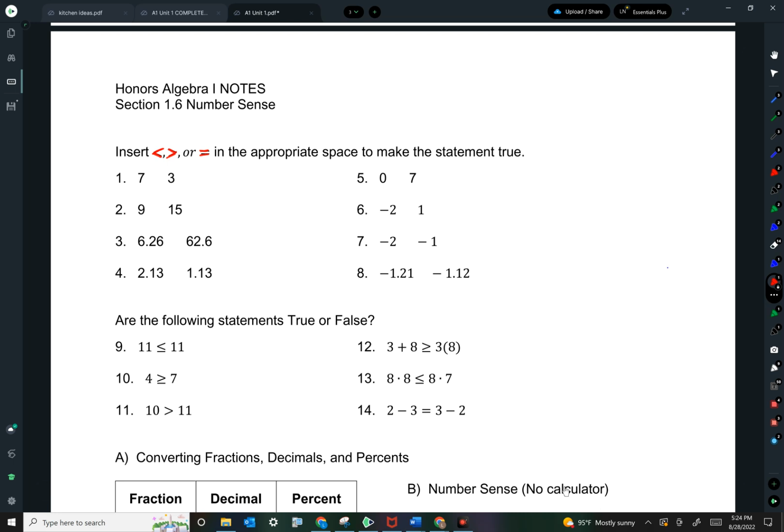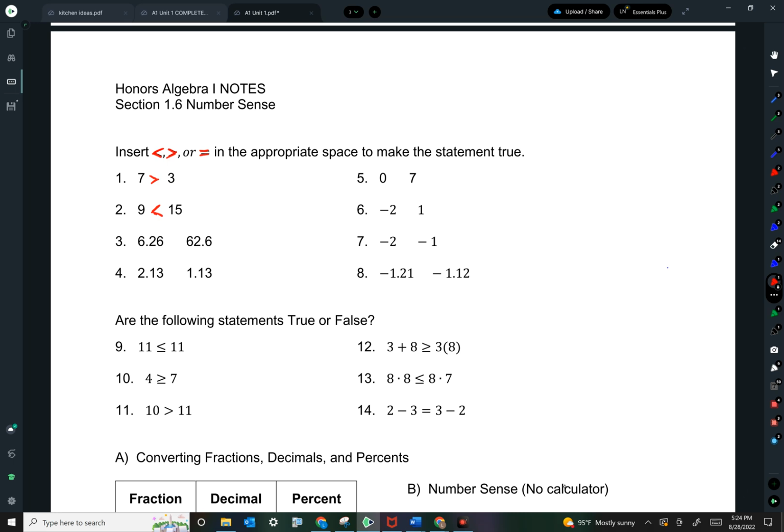So keep in mind on these less than and greater than symbols that it always points towards the smaller number. So on number 1, obviously 3 is a smaller number than 7. So notice it's going to point towards the 3. And that would be read 7 is greater than 3. If I go down to number 2, obviously 9 is less than 15. So it's going to point towards the 9. And that would be read 9 is less than 15.